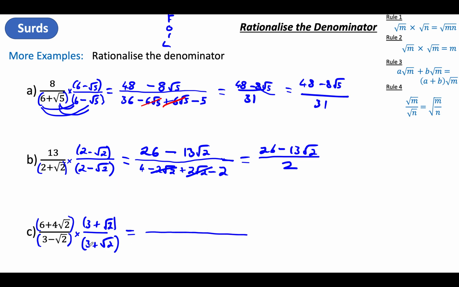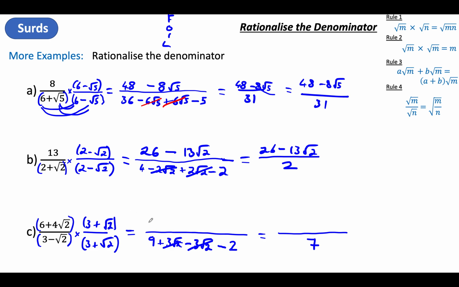Right, firsts, 3 times 3 is 9. Outers, 3 times positive root 2 is 3 root 2, just positive. And then inners, 3 times negative root 2 is negative 3 root 2. And then last, negative root 2 times positive root 2. Well, it's a negative and a positive, so it will be a negative answer. And root 2 times root 2 is 2. Remember, these middle bits are going to cancel out because plus and minus are the same thing, which means I've now got my new denominator of 9 take away 2, which is 7. That's definitely rational. Okay, top though, but I need to FOIL this as well.